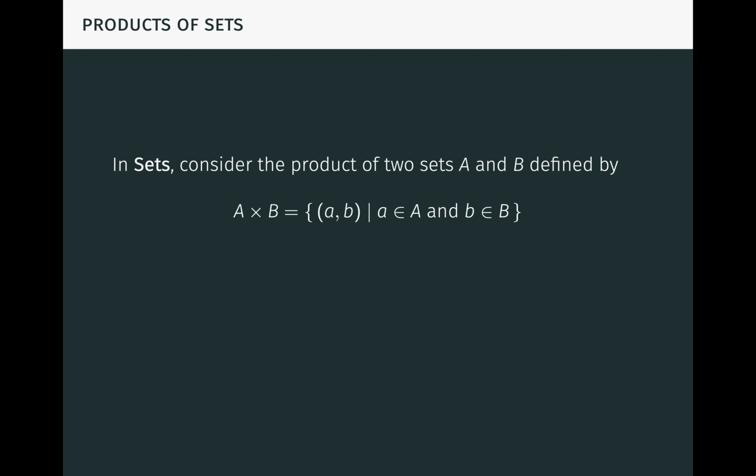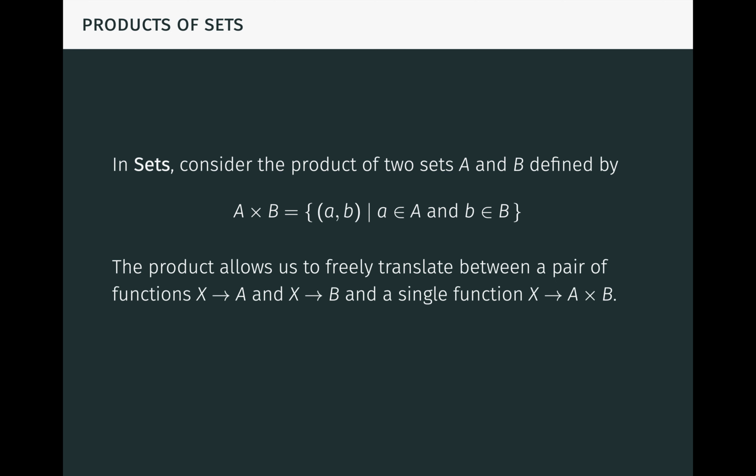There are many things you could say about this product. For example, you could talk about how the ordered pair is actually defined or implemented using sets. Maybe it's a Kuratowski pair or some variant. However, from a category theoretic perspective, there's only one thing that's really important about the product. The product allows us to freely translate between a pair of functions into A and B, and a single function into the product A times B, as we'll see in the next few slides. This property completely characterizes the product. From it, you can derive anything you need of the product without relying on intrinsic implementation details.